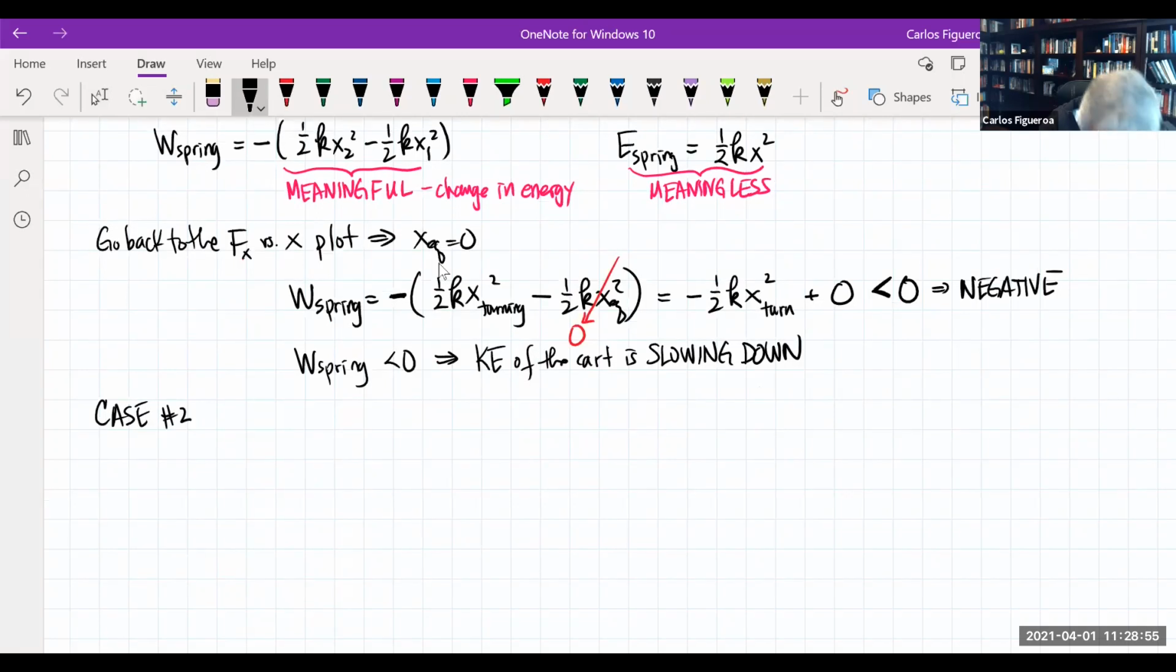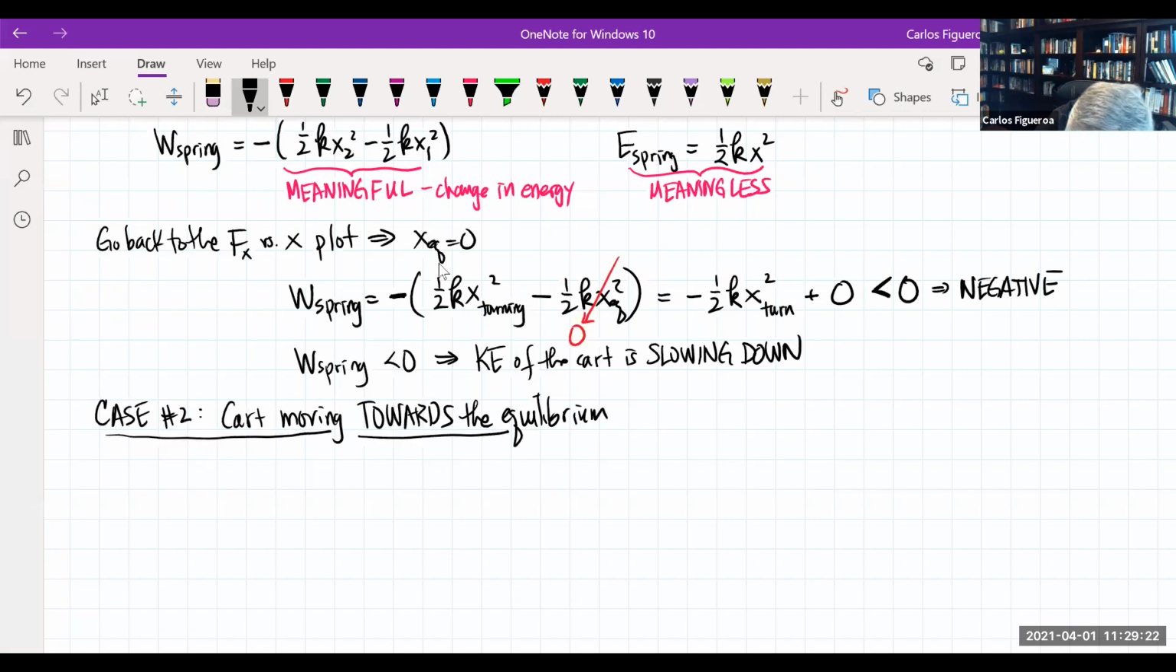Case number 2. When I look at case 2 here, now I have a cart moving towards the equilibrium. The other one, I was moving away from the equilibrium. So let's go look at this thing here.